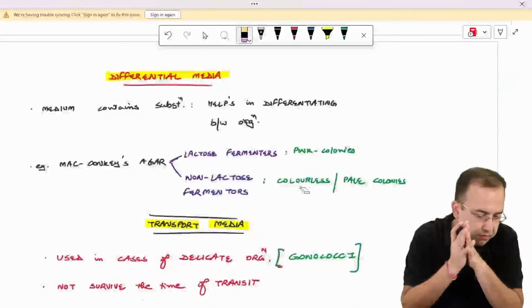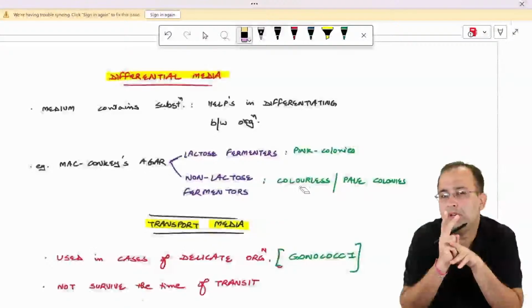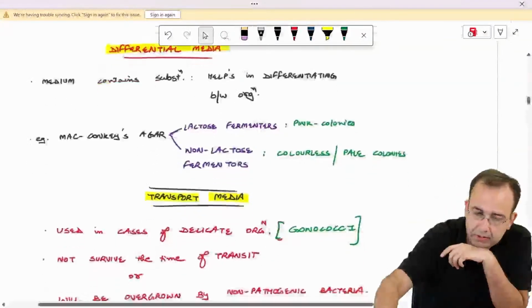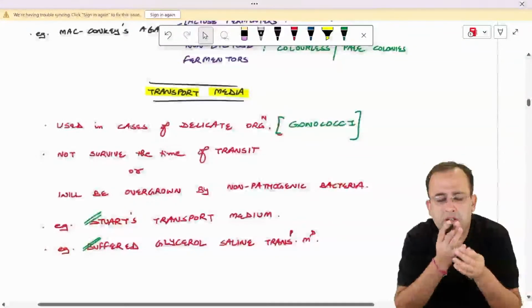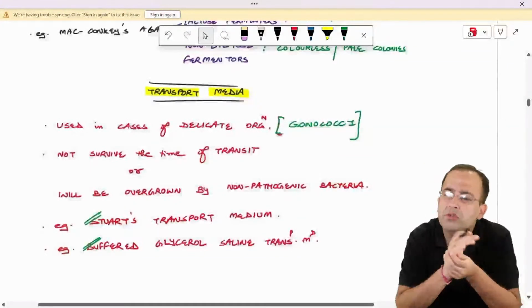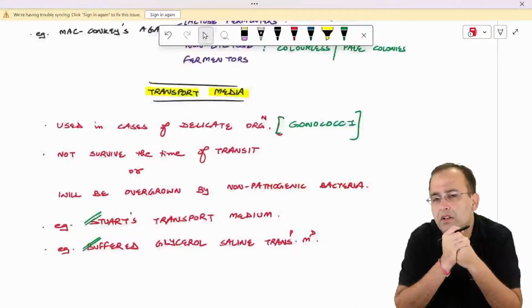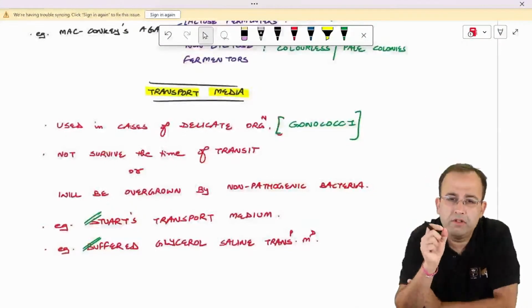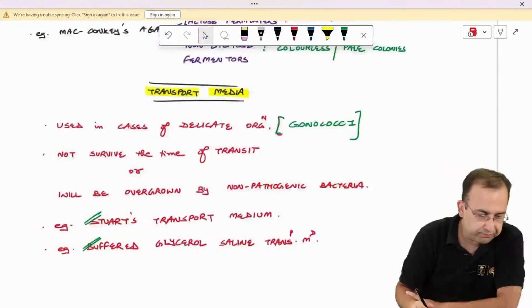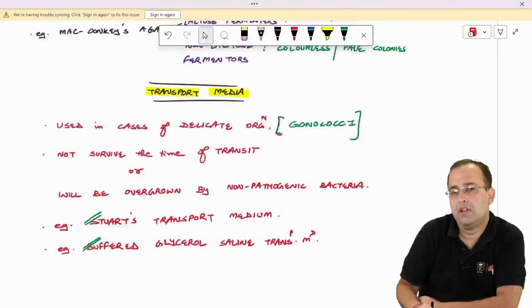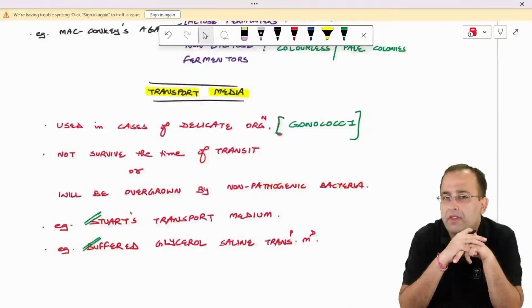So these were with respect to a second important topic, that is the culture media. Transport media are for extremely delicate organisms like gonococci or meningococci, which do not survive the time of transit, for which we use Stuart's transport media or buffered glycerol saline. So these are the culture media.